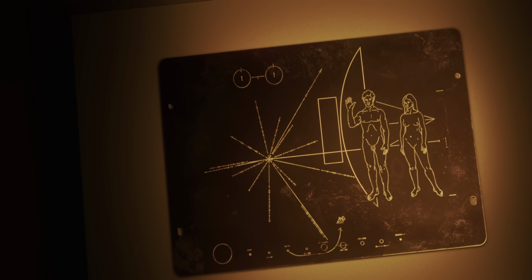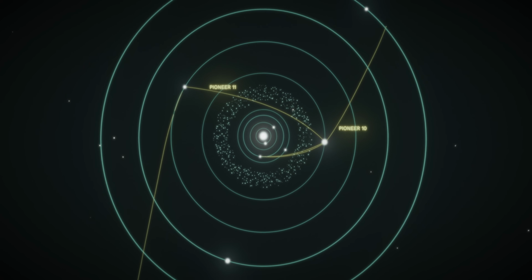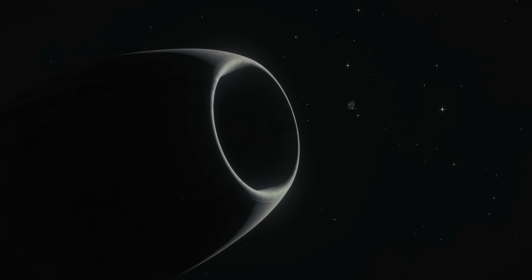On March 3rd, 1972, humanity sent out a message. A golden plaque attached to two spacecraft that would leave our solar system and travel for millions of years. A plaque that contained a message for aliens.